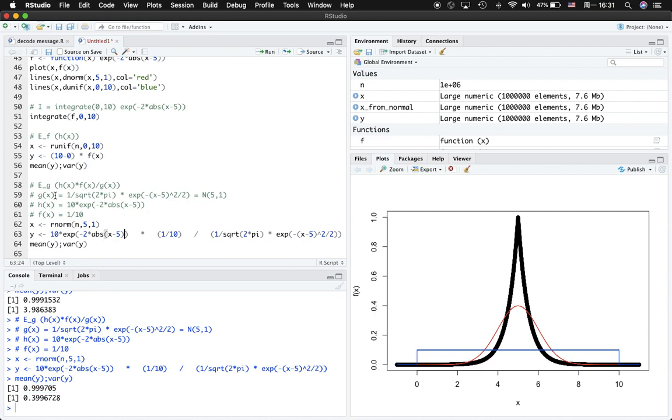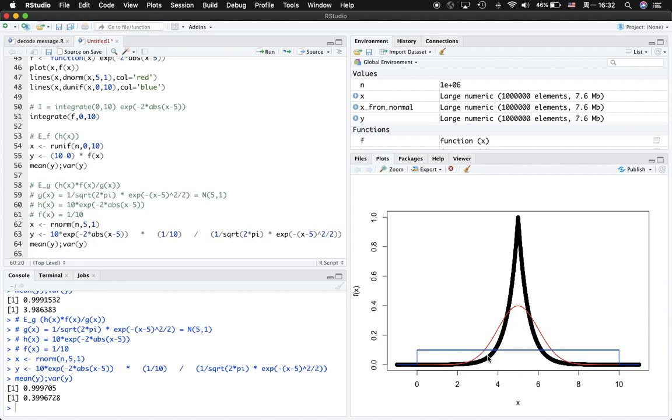But one thing I want to point out is that I also calculate the variance here. So actually this graph is the function that we used in this case. This black line is the integral that we are interested in. And then this blue line here is the uniform distribution from 0 to 10. And then this red line here is the normal distribution centered at 5 with standard deviation 1.